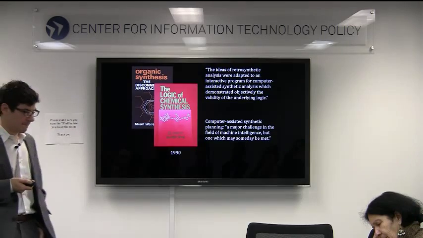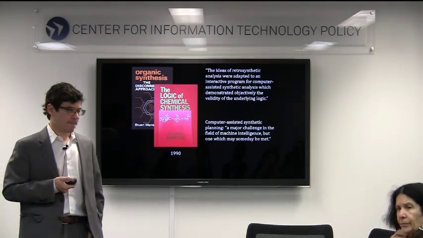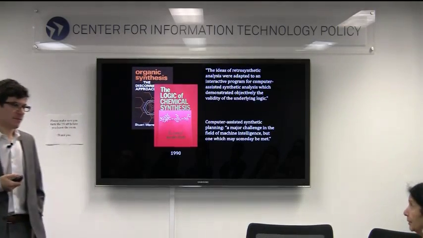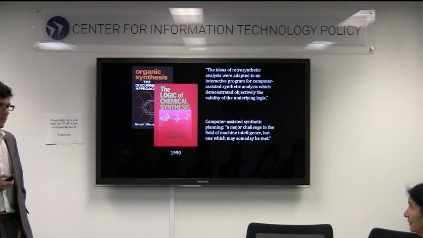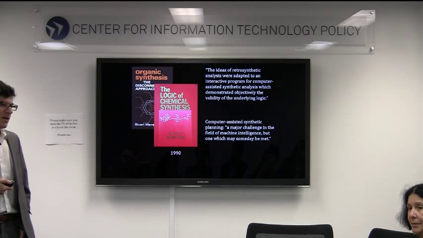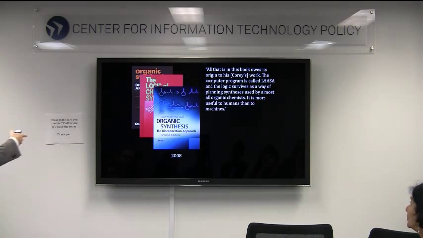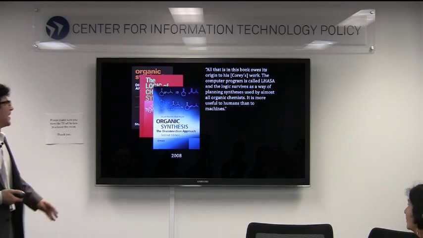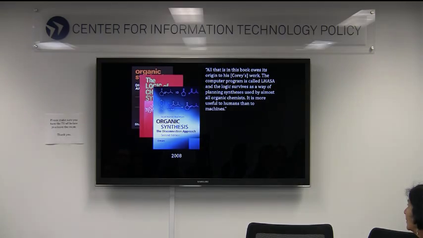Was it ethically, morally correct for Stuart Warren not to ever mention Corey? Was he deliberately slighting him, or did it really become so natural that Warren never noticed that he was ignoring him? Well, Warren noticed in 2008 when he published a second edition of his textbook. He wrote, "All that is in this book owes its origin to Corey's work."